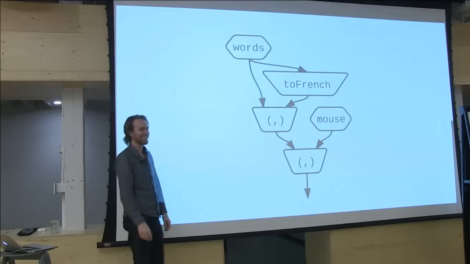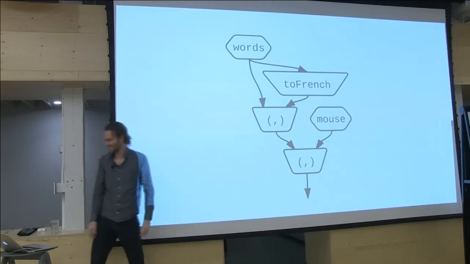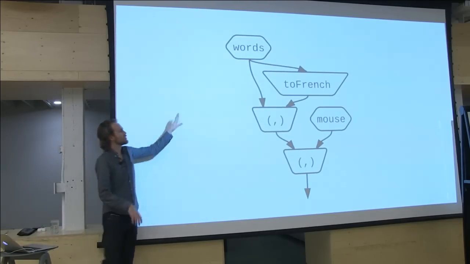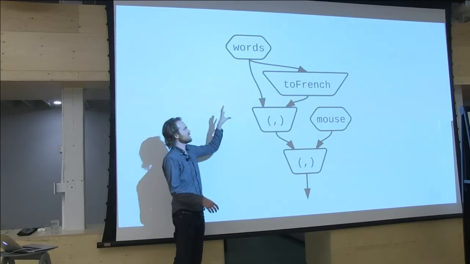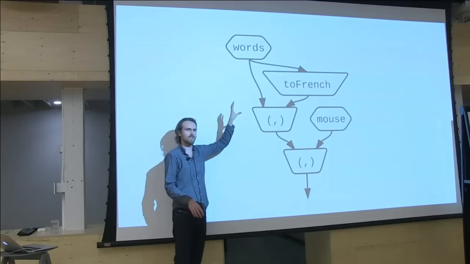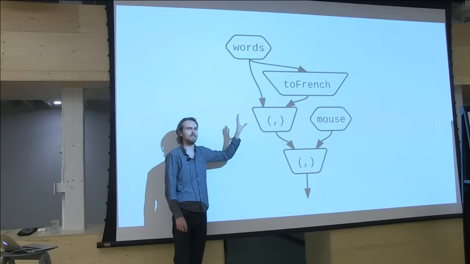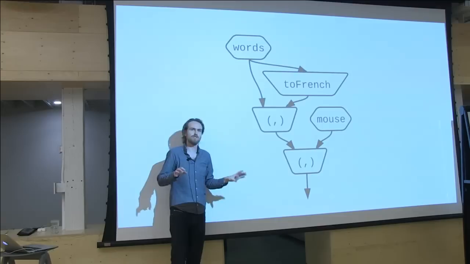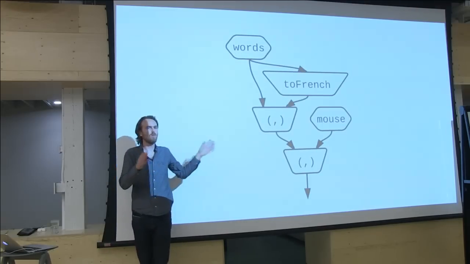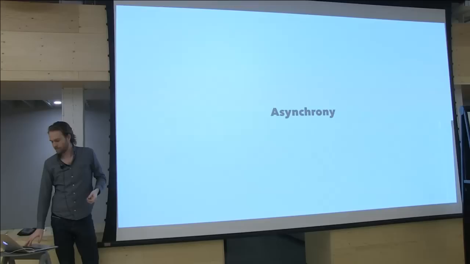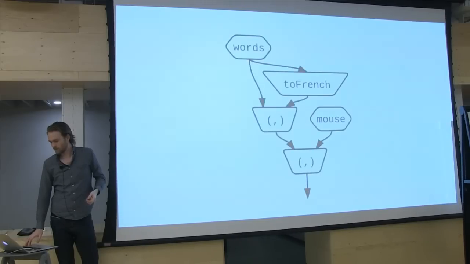Well, yeah, right. A common UI problem, indeed. Basically, the issue here is that translating a word into French is going to take longer than your next mouse event. So you don't want that to hold up the whole graph. So we want asynchrony. Okay.